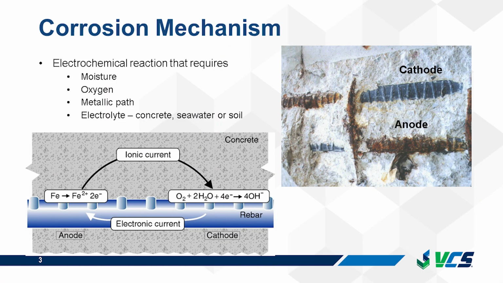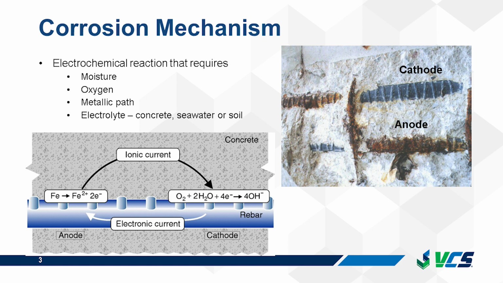So in order to have corrosion, you have to have four components. You need moisture, you need oxygen, you need a metallic path, which in reinforced concrete is your rebar, and you need an electrolyte. In reinforced concrete, the electrolyte is the concrete pore solution. So if we take out one of these components, we can stop the corrosion from occurring, but that's usually not possible. In the corrosion reaction, as you all know, corrosion occurs at the anode.